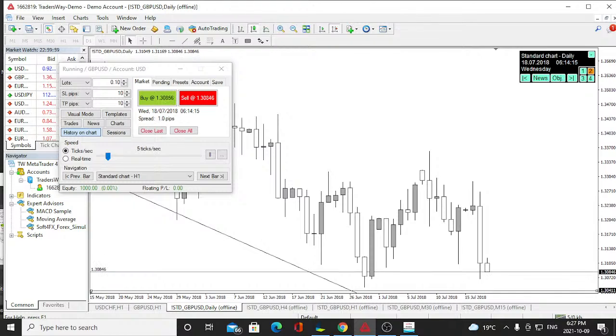Alright, so as you can see, price is currently in a downtrend. We're on a Wednesday, so Wednesdays usually have more momentum.